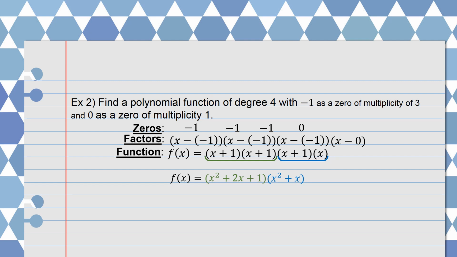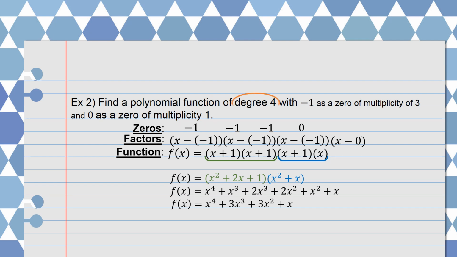Now we are one step away from having our answer. The next thing is, yes, you will need to multiply this trinomial times this binomial. Take it slowly, but take your time now to do so. Hopefully, after multiplying, then combining like terms, you found the function f of x to equal x to the 4th plus 3x cubed plus 3x squared plus x.